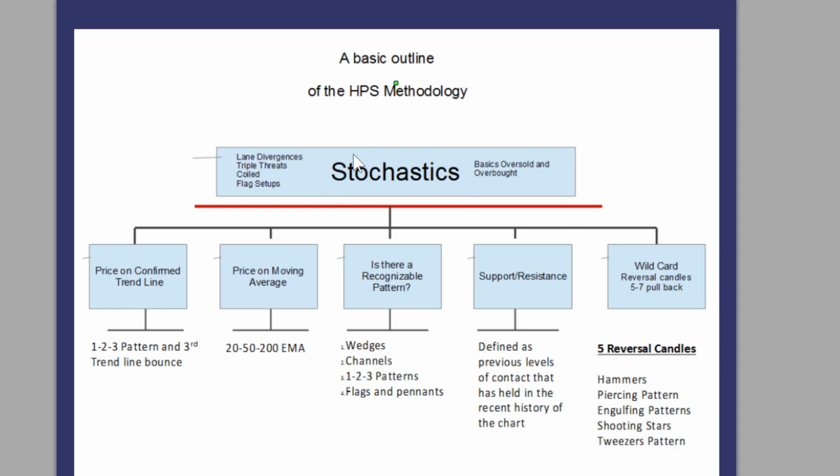Stochastics are my main indicator, and from that we have multiple patterns and multiple techniques that I like to use: lane divergence, triple threats, or 2020 bull flags, coils, and flag setups. Along with the stochastics, I look for confirming trend lines or channel lines. Is the price on a moving average or a VWAP, is there a recognizable pattern, a wedge, a 1, 2, 3 pattern, flags and pennants, support and resistance lines, and the wild card, which is really good, the reversal candles: hammers, piercing patterns, engulfing patterns, and the opposites of those.